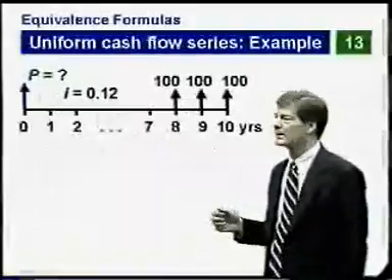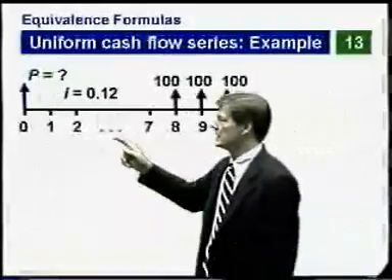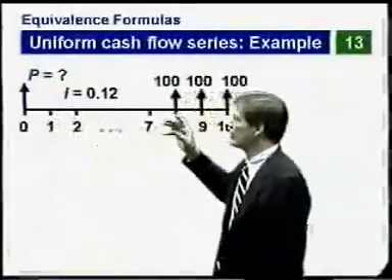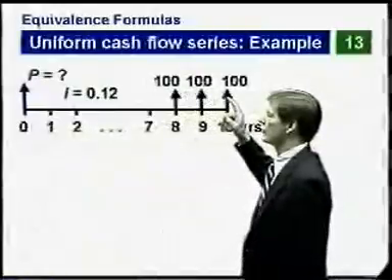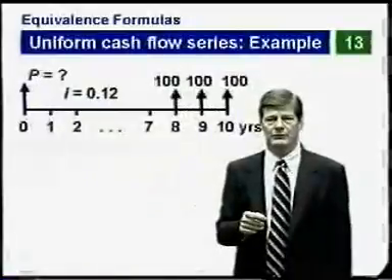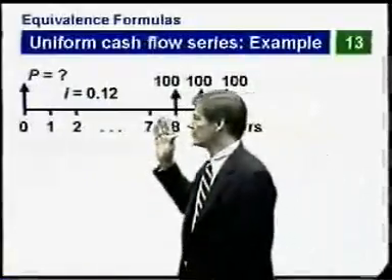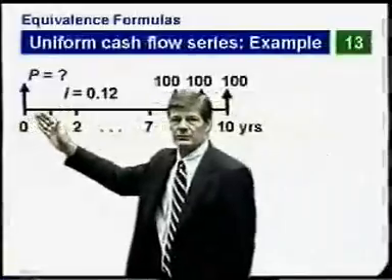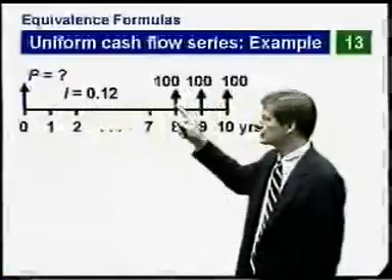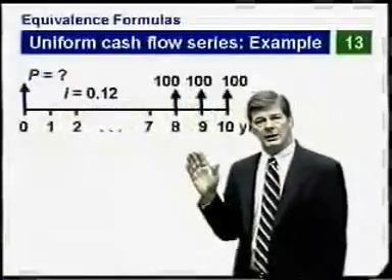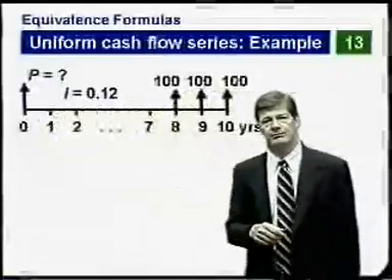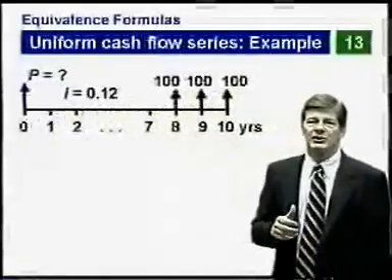For example, what present sum P today is equivalent to the receipt of $100 each year for 3 years starting in the 8th period? Okay? There is no cash flow between 8 and 0. The first cash flow for my uniform series of $100 starts in the 8th period. And I want to know what present sum today is equivalent to that cash flow stream. A number of ways I can solve this.